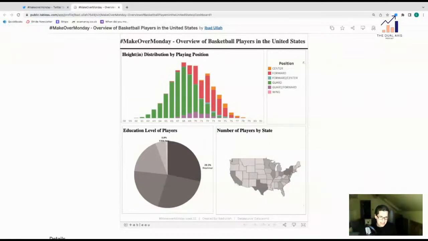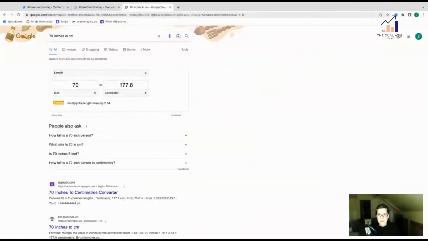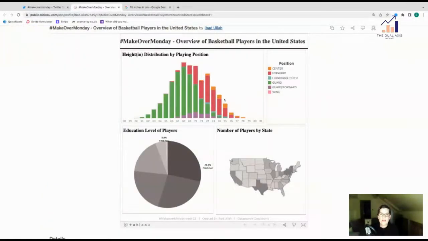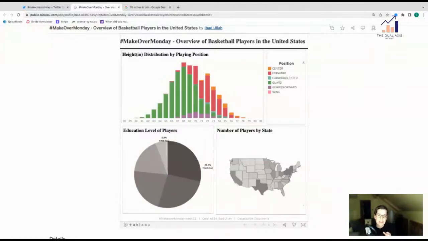I think what I like here is there seems to be a lot of guards, maybe simply a lot of people in that position, but also I can see that the guards are kind of across heights, but the forwards, are they all that tall? Actually, 70 inches, 177 centimeters. Okay, that's not hugely tall, but are the forwards all more on that side? I thought from a previous viz that the guards were the taller ones, and maybe I'm remembering wrong. And then I don't even see where the people are who play on the wing. But I like the idea that I can see how the height varies for the different positions.